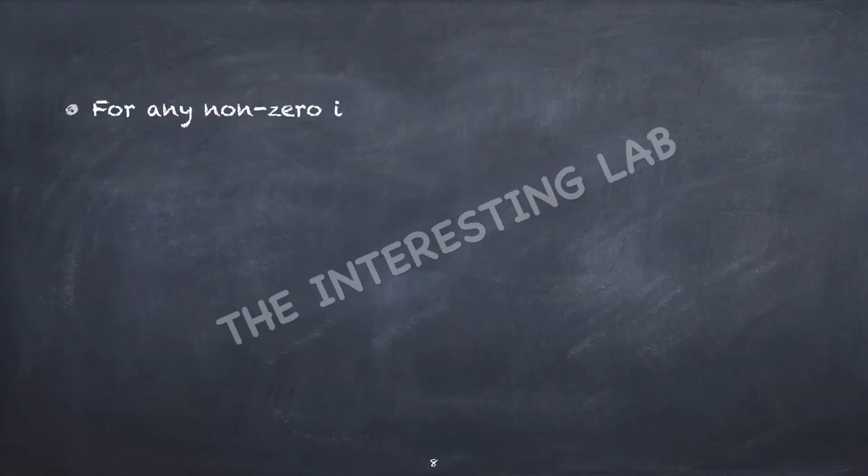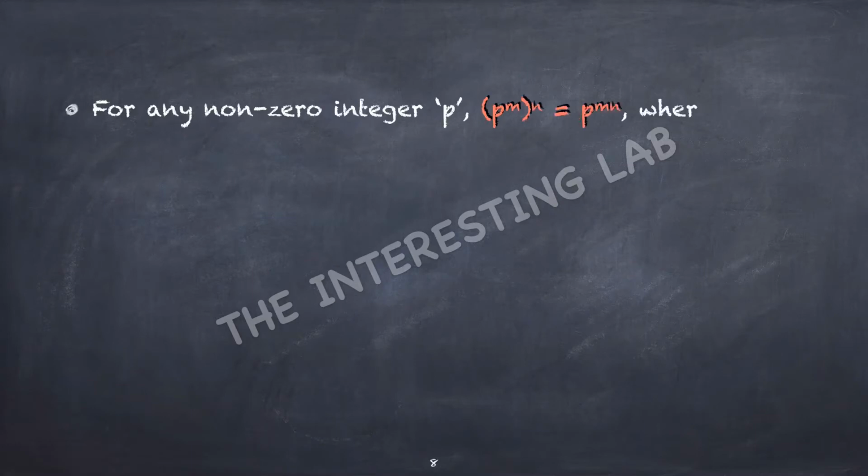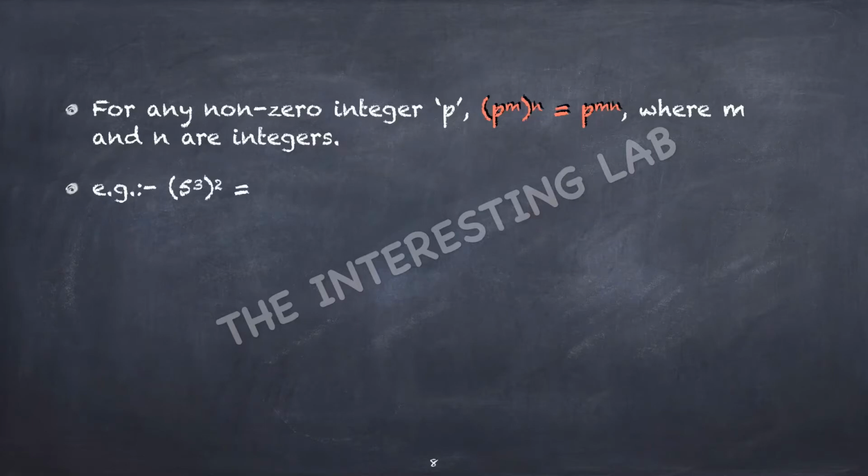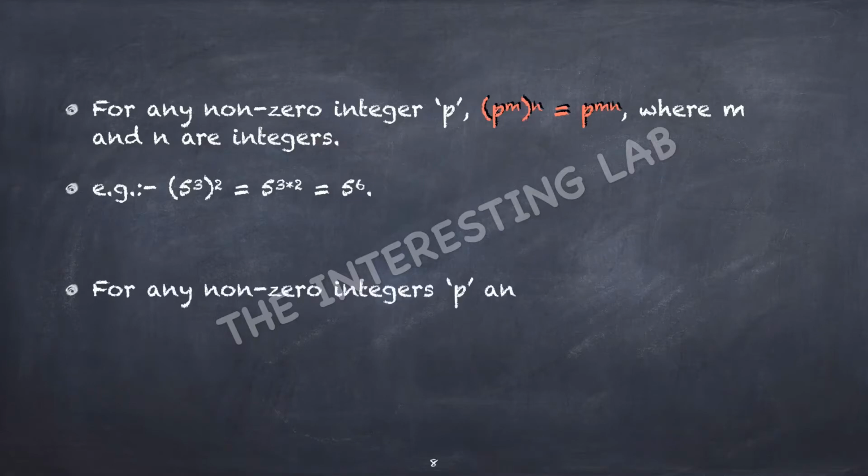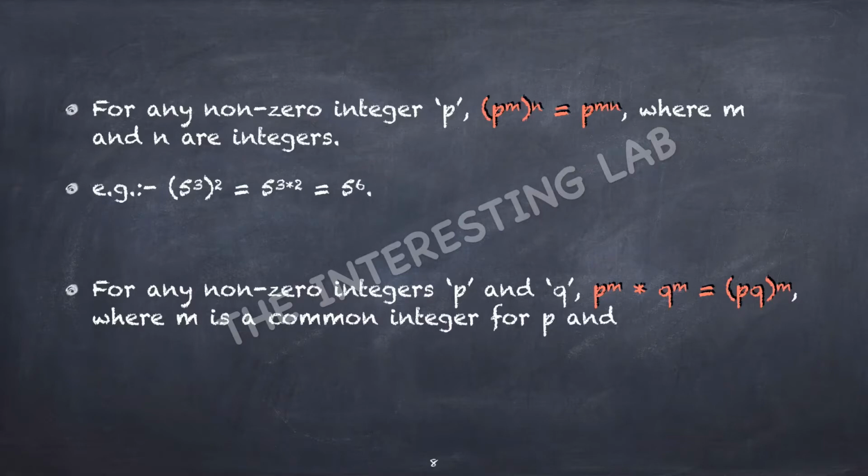3. For any non-zero integer p, p power m whole power n equals p power m times n, where m and n are integers. For example, 5 cube whole square equals 5 power 3 times 2 is equal to 5 power 6. 4. For any non-zero integers p and q, p power m times q power m equals p times q whole power m, where m is a common integer for p and q. For example, 2 cube times 6 cube equals 2 times 6 whole cube equals 12 power 3.